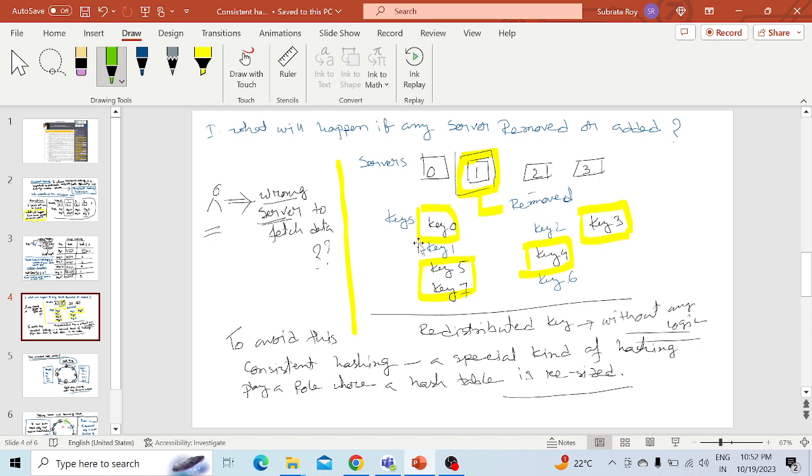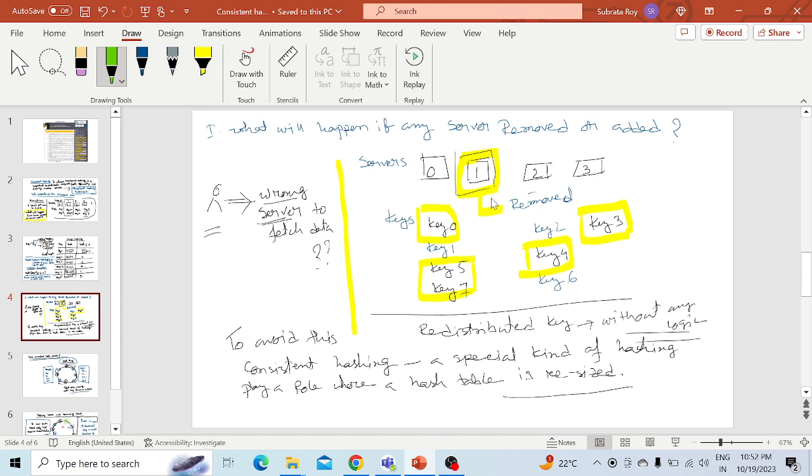Now what will happen in this scenario? My client will reach out, suppose it wants to get K1. It doesn't know where it is now, because the entire redistribution has happened without any logic, right?